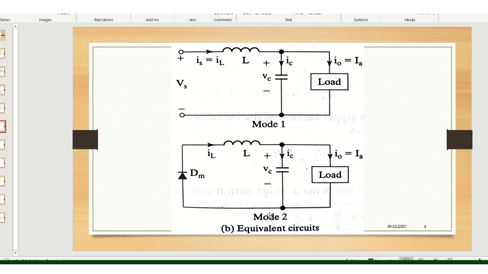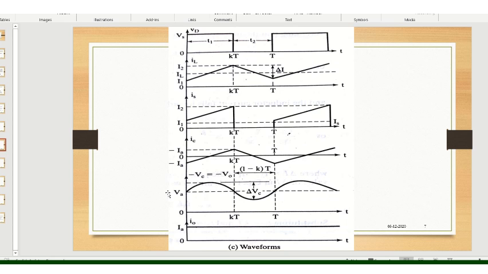So this operation we are already familiar with, and we already know how the buck converter works, right? So the waveforms are shown here. As I mentioned, T1 is the time duration when the switch is switched on, and T2 is when the switch is turned off.